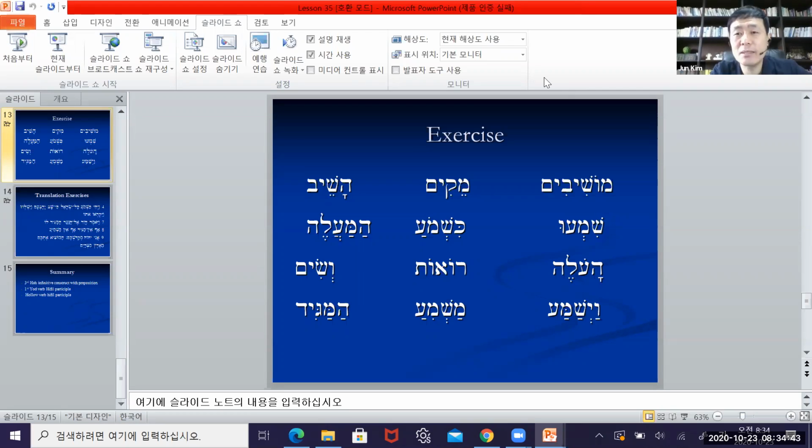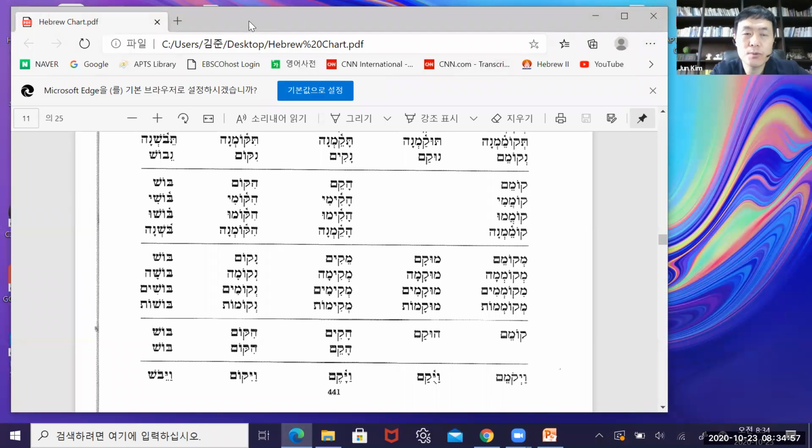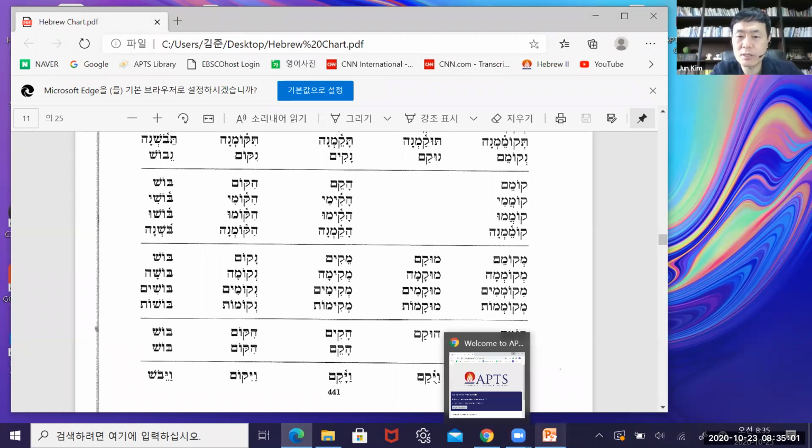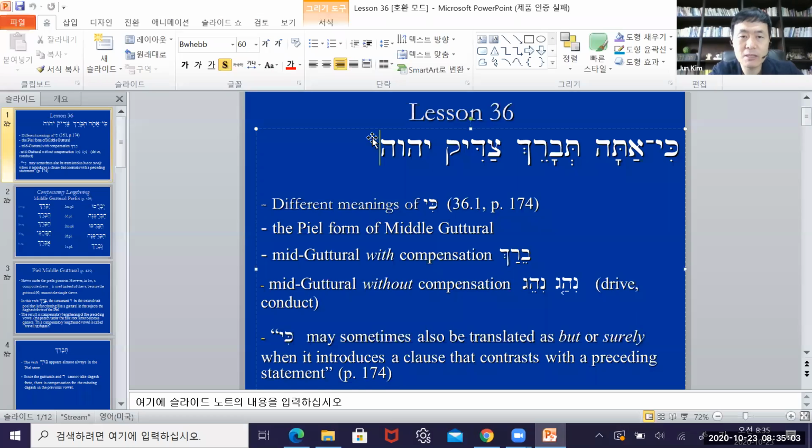And today's lesson is all about the piel stem. It's a little bit tricky, but we can manage it easily as well. So let me go back to the verb chart. No, we will come back to the verb chart later. Let's just deal with the lesson first.